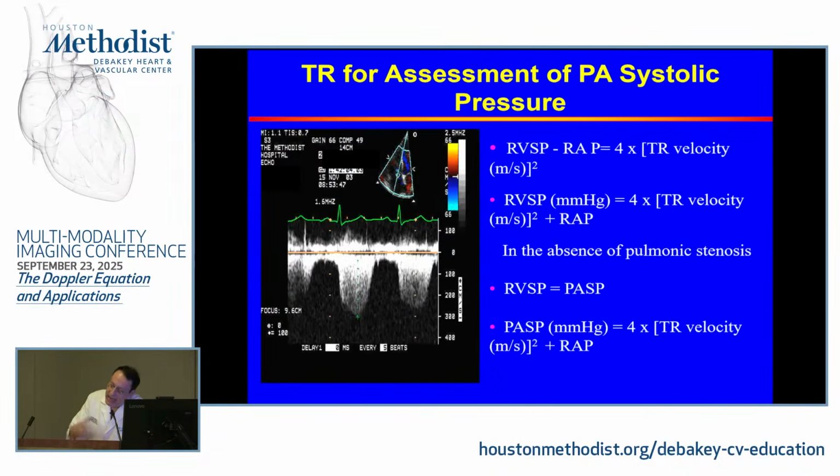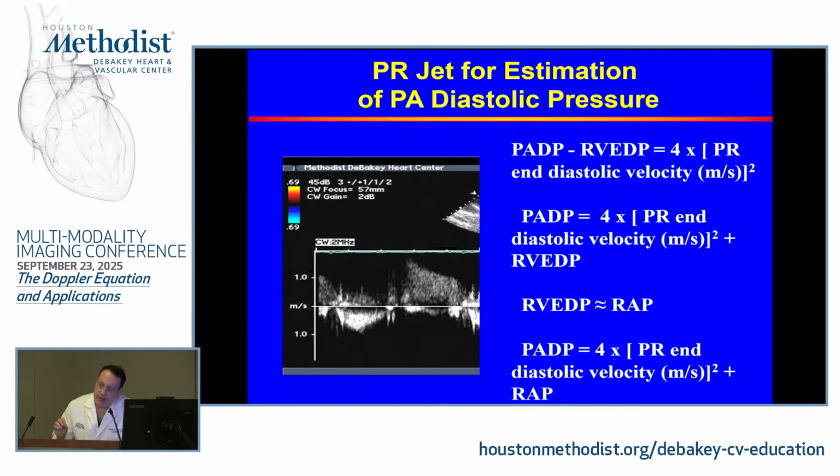By the way, we can enhance the TR jet if we give saline, and we can enhance it with ultrasound enhancing agents if we are using them anyway for better visualization of the LV endocardial border. There are, however, situations where we want to be careful not to take the fully bloomed signal with overshooting.